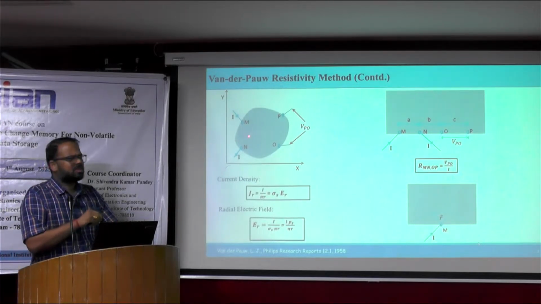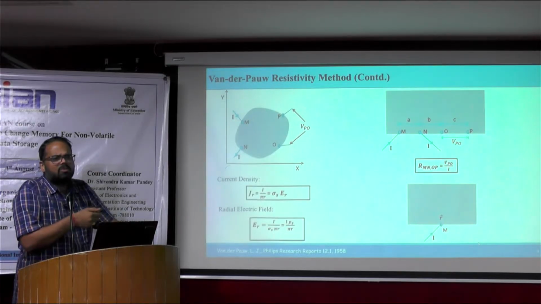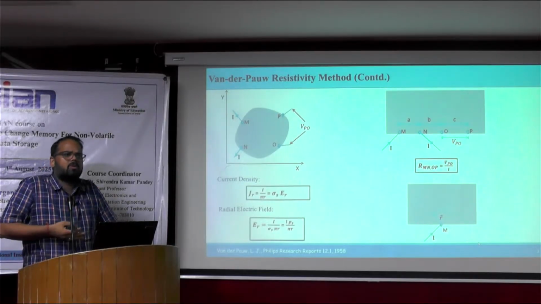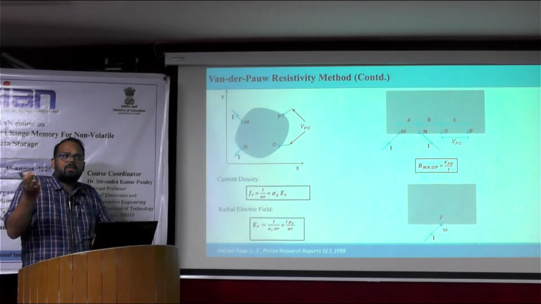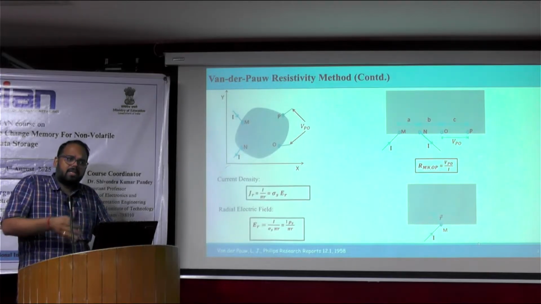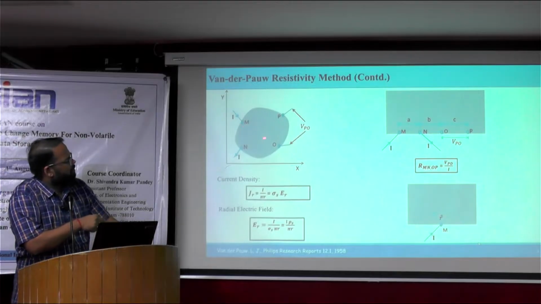Suppose this is your sample, and you have identified these 4 terminals. Say this is your thin film, deposited or coated, whether through a spin coater, a thermal evaporator, or even a sputtering unit. So you have a film of any size, and you can place such contacts.